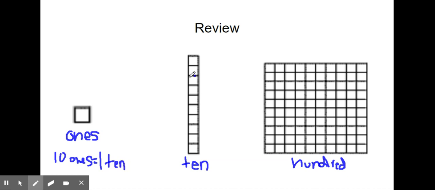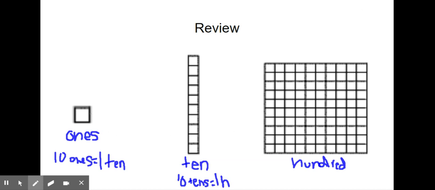Okay, now let's look at our 100. How many tens make up 100? So again, this is my 10. I'm going to look. So this is a 10, right? So 1, 2, 3, 4, 5, 6, 7, 8, 9, 10. So 10 tens equals 100. I'm just going to put an H there.